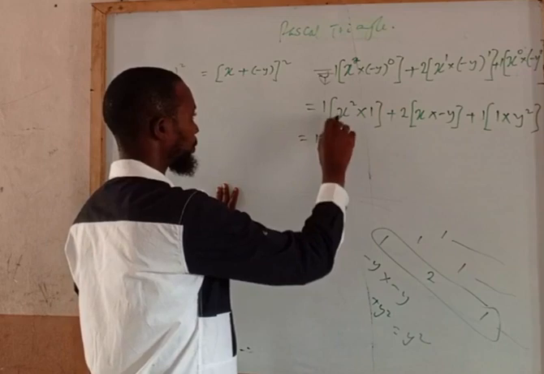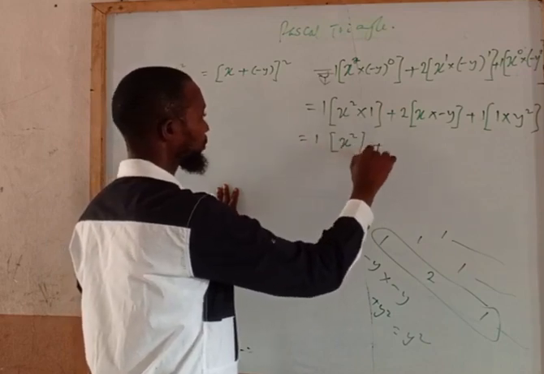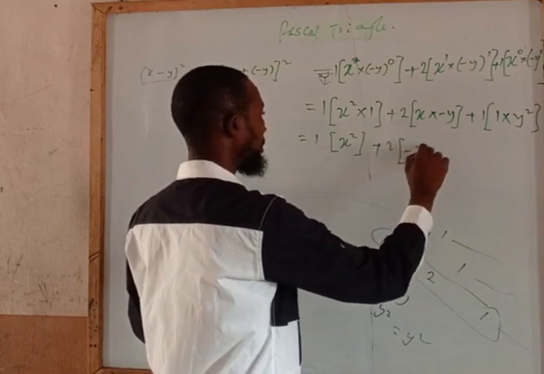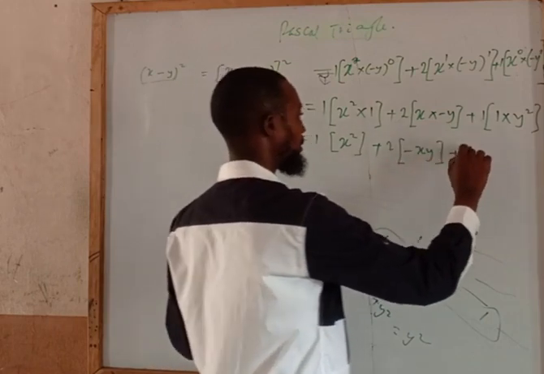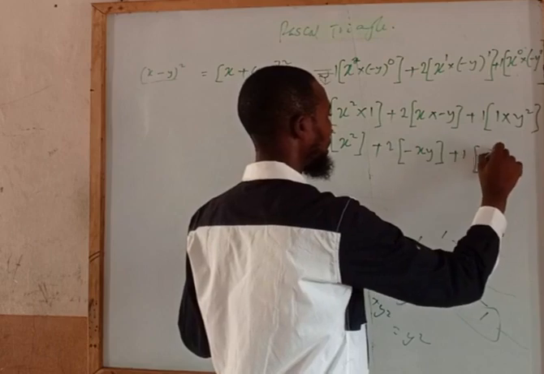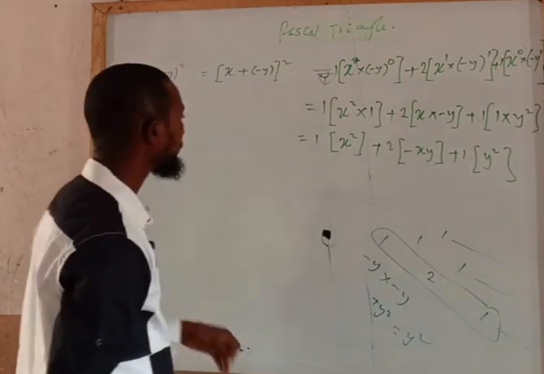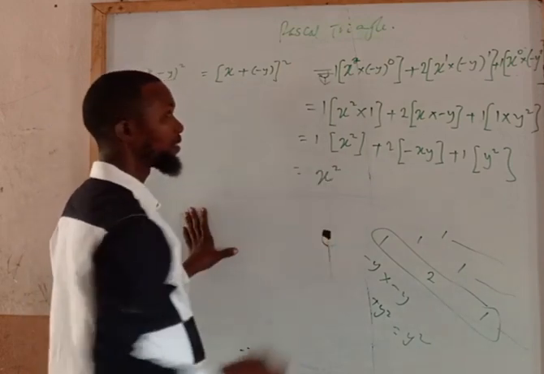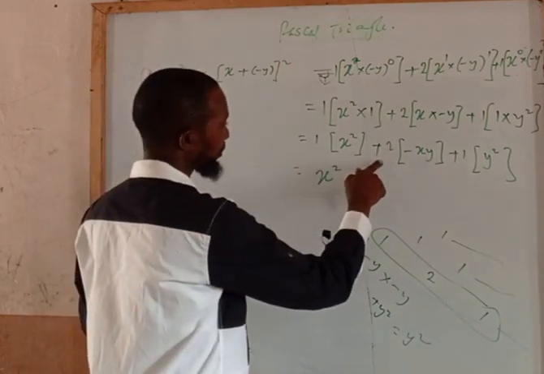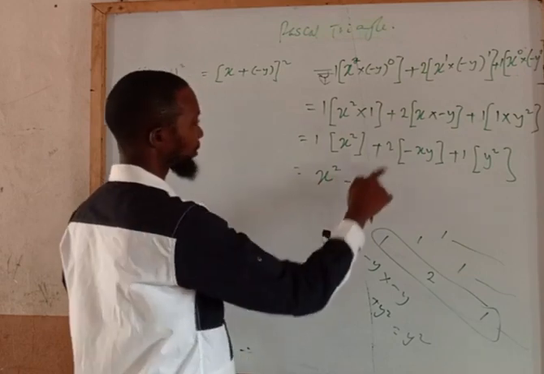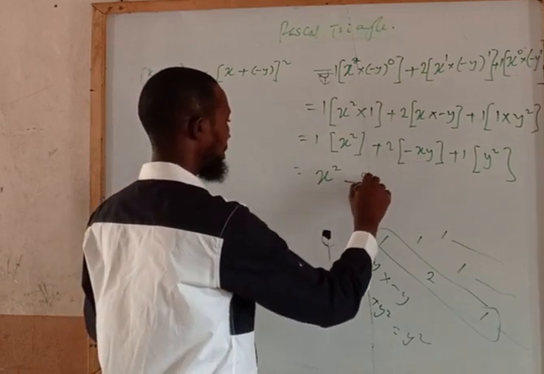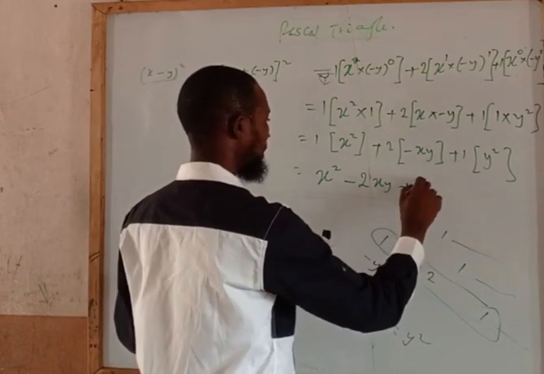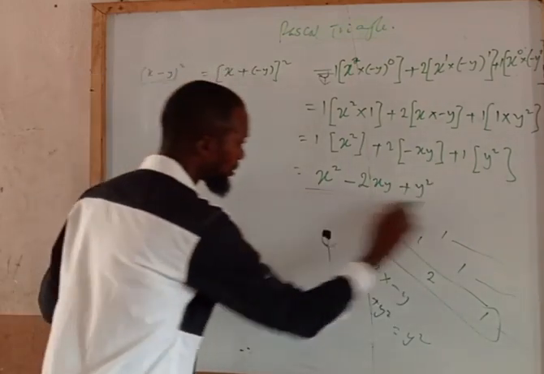So that will be 1 into x squared times 1 here is x squared, plus 2 into x times minus y gives minus xy, plus 1 into 1 times y squared here gives what? y squared, right? So 1 multiplied by x squared here, I have x squared. Now plus times minus, I have minus. Then 2 times xy, that will be 2xy, that is minus 2xy. Then plus 1 times y squared, that gives y squared. So this is the final result.